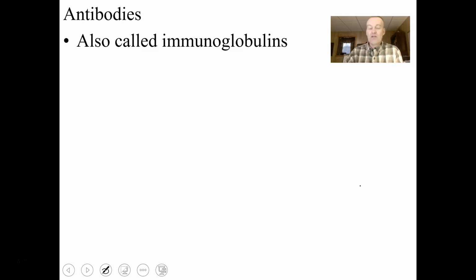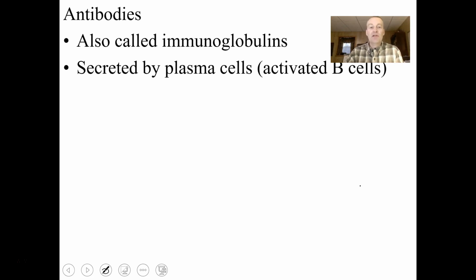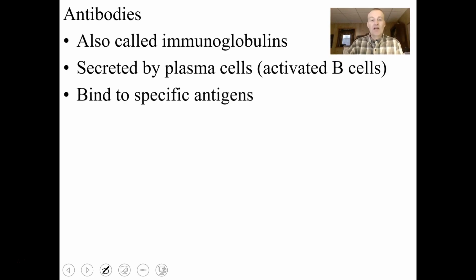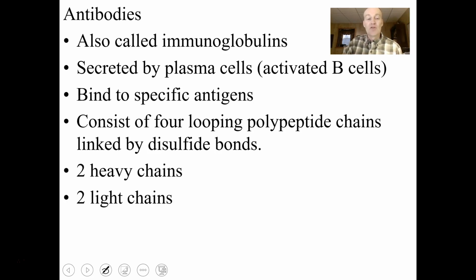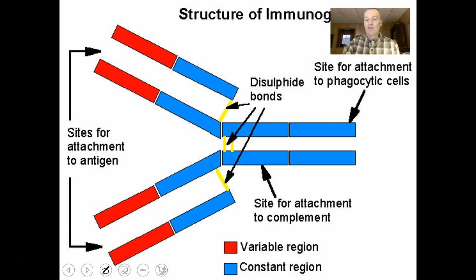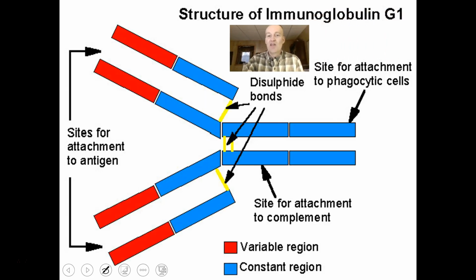So antibodies are also known as immunoglobulins, and they're secreted by plasma cells, which are activated B cells. They bind to very specific antigens, and they consist of 4 polypeptide chains that are held together by disulfide bridges or bonds. There's 2 heavy chains and 2 light chains, and this is what they look like. So this is a structure of an immunoglobulin.